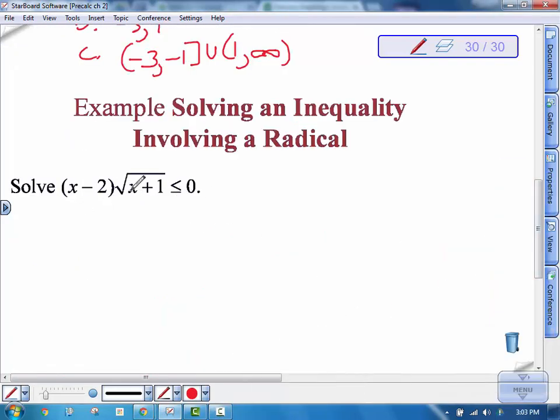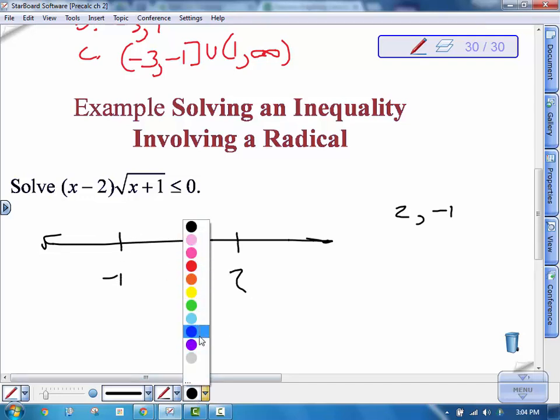Let's just try one last example. This is a weird function. It's got a radical in it. We want to know when this thing's less than or equal to 0. So let's do a sign chart again. Let's put the key points on here, which are places where this is 0 in this case, or undefined. So 2 gives us a 0. Also, negative 1 gives us a 0. So let's put on negative 1 and 2.